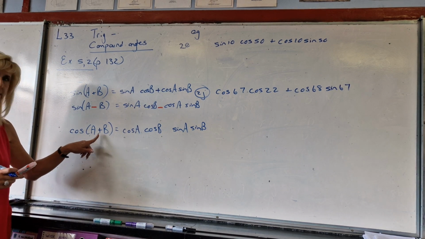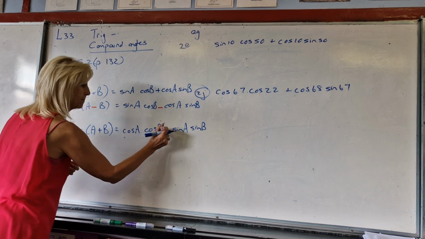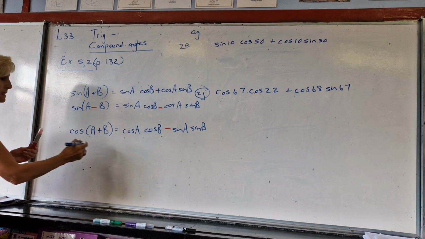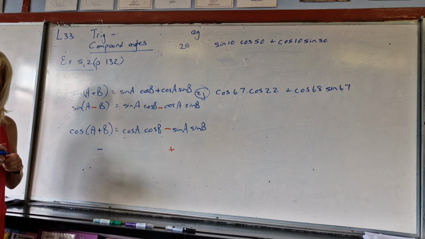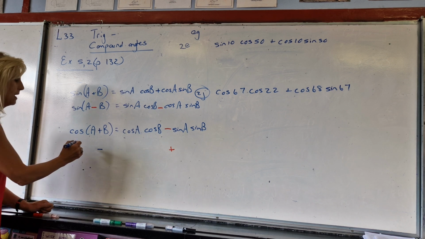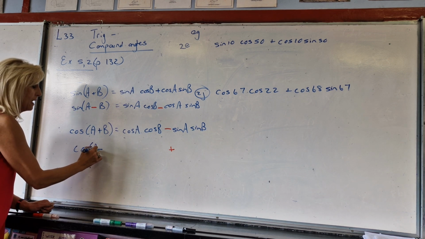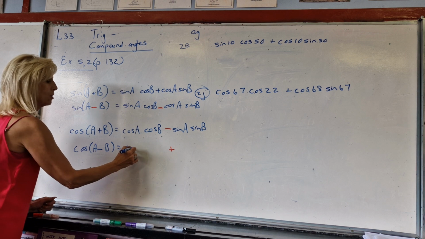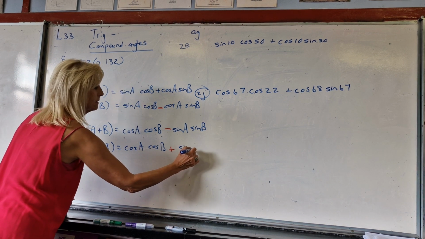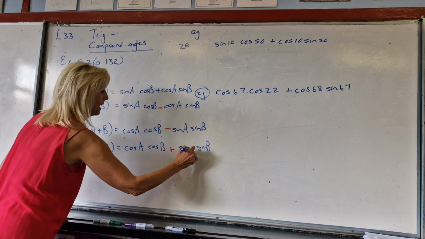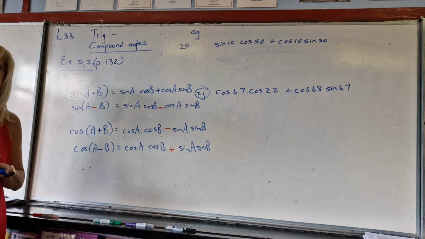But then the trick comes in. If this was a plus, then this is going to be a minus, and if this is a minus, it's going to be a plus. And that's it. That's what you've got to go study. Then if I've got cos A minus B, it's going to be cos, cos, sin, sin. Now let's go and look at how it's practically done.